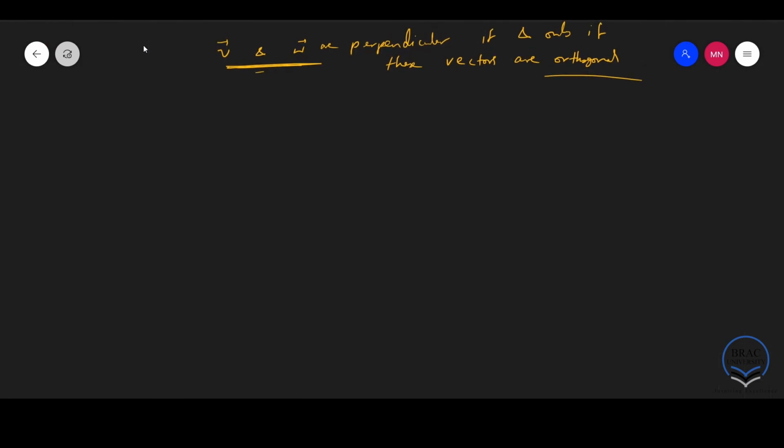The angle between them will be 90 degrees. And we can denote that two vectors are orthogonal like this. We have the vector v, we have this symbol, and the vector w. This means that these two vectors are perpendicular. And since perpendicular vectors are orthogonal, we can also say that these two vectors are orthogonal, and we can denote it like this.